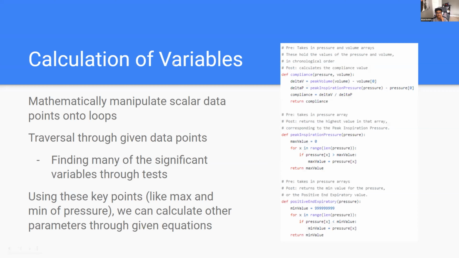As for the calculation of variables, we created math equations and converted them into algorithms to manipulate scalar data and points onto a loop. Traversal through these given data points via a JSON format allowed us to find many different significant variables throughout the testing that help with diagnosis. Using these key points like max and min pressure, compliance, and resistance, we can calculate other parameters through given equations.